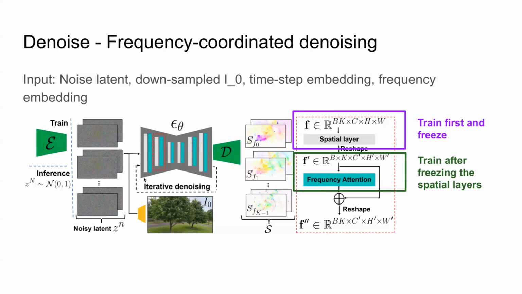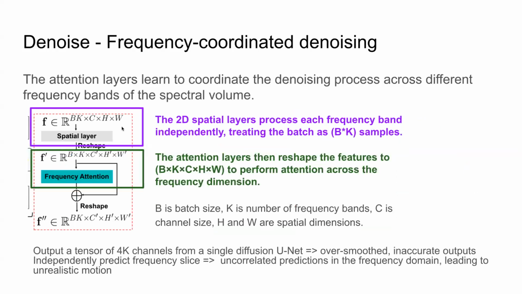And here you would notice there is a skip connection. You add the frequency attention output to the spatial layer output, so they can be combined together. About why this is called frequency coordinated denoising: the high-level idea is that by doing this, the attention layer learns to coordinate the denoising process across different frequency bands of the spectrum volume.